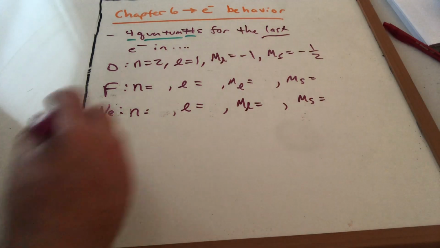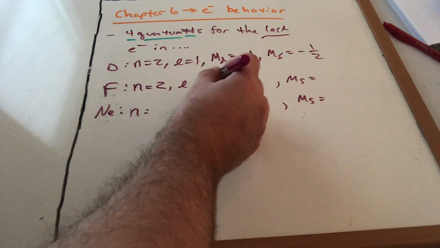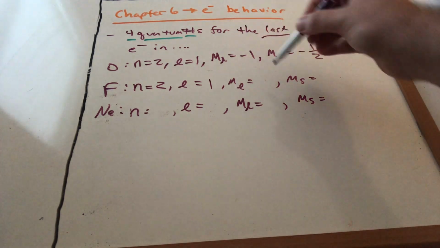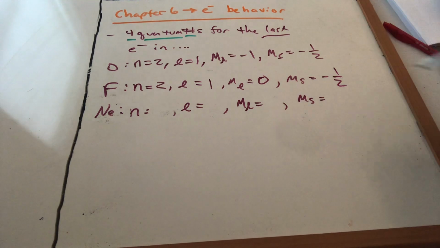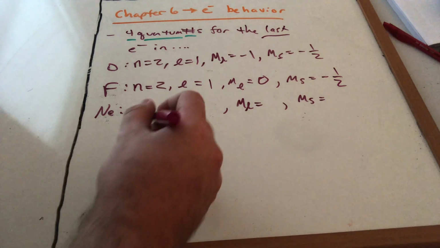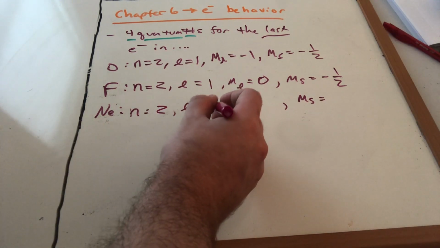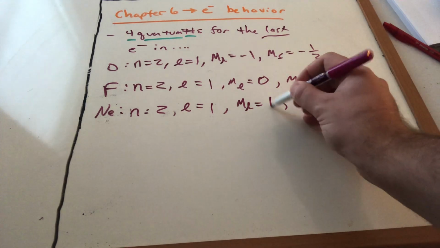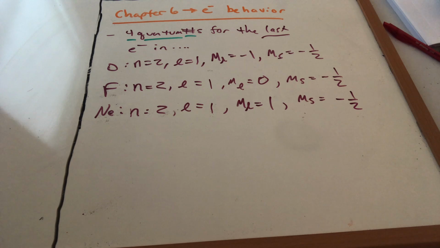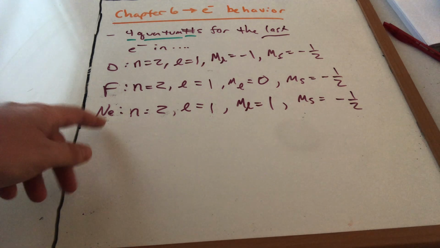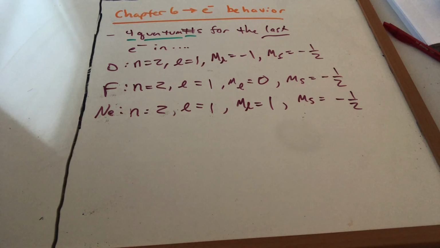Okay. For F, it would be n equals 2, l equals 1. Is there still room? Yep. There's still room in the M sub L equals 0 to put a spin down electron. And then finally for neon, n equals 2, l equals 1, M sub L equals +1, and M sub S equals -1/2, because there's still room in that orbital set for the last electron, it can fit in there. We hit the noble gas again, and look what happens when we go to sodium.